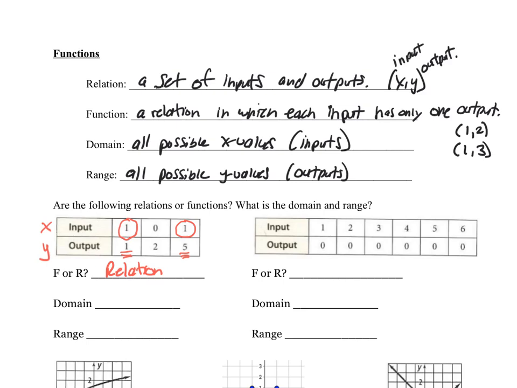The domain of this would be the inputs. So it's pretty easy when you're looking at a table. The x's are the domain. So the domain would be 0 and 1. I would not list 1 twice there. The range would be the y's. In this case, 1, 2, and 5.